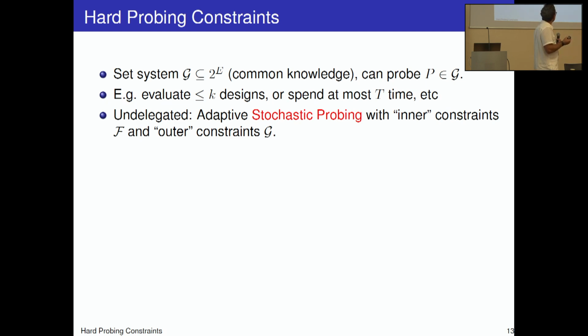In particular, this is stochastic probing with adaptivity when you have inner constraints F and outer constraints G. Inner means the things you're about to select. Outer means the things you're allowed to probe. Usually, the outer constraint is generally more permissive than the inner constraint.